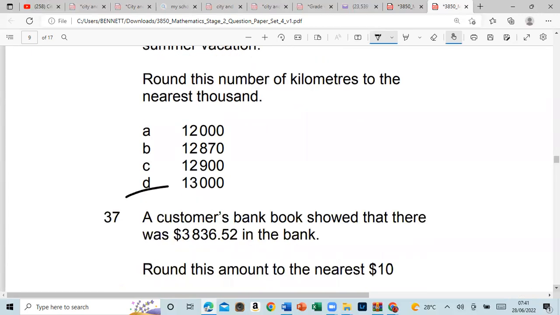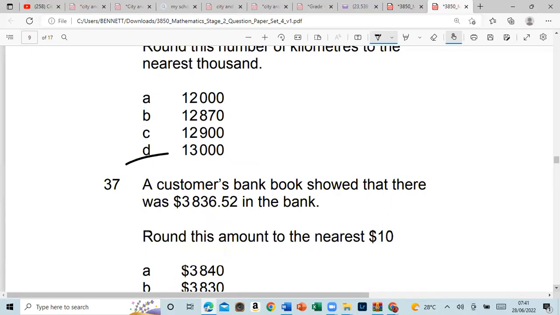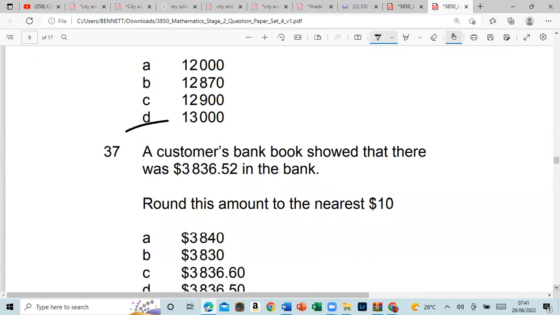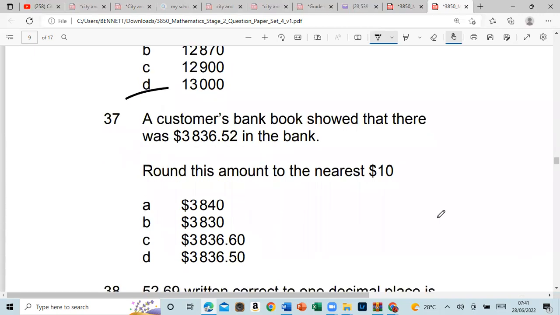A customer bank book showed that there was 3,836.52 in the bank. Round this off to the nearest 10. All right, so these are the nearest. So the nearest 1. And then, so it's a $36, so that means a 40. Right?